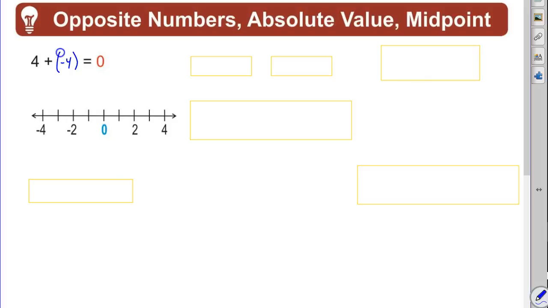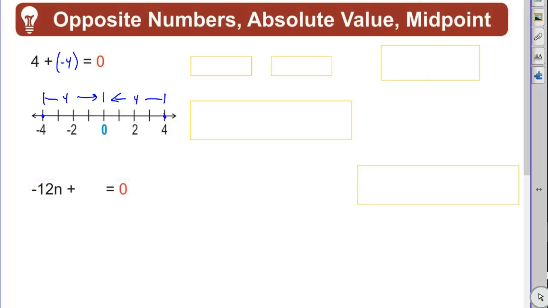Now remember, you can also think of opposite numbers as numbers that are the same distance from 0 on the number line. So if you look, -4 is here, 4 away from 0, right? And +4 is here, also 4 away from 0. So opposite numbers are the same distance from 0 on opposite sides of 0 on the number line. You can think of them that way. But remember, their sum is 0.